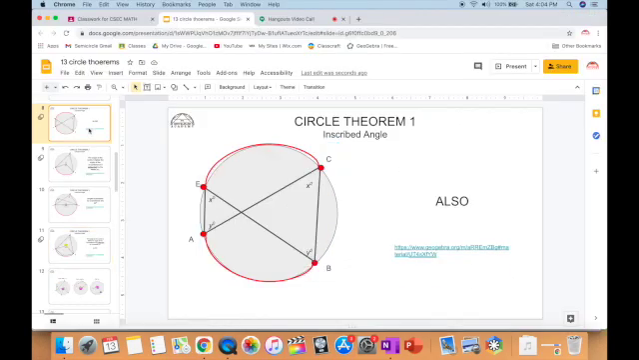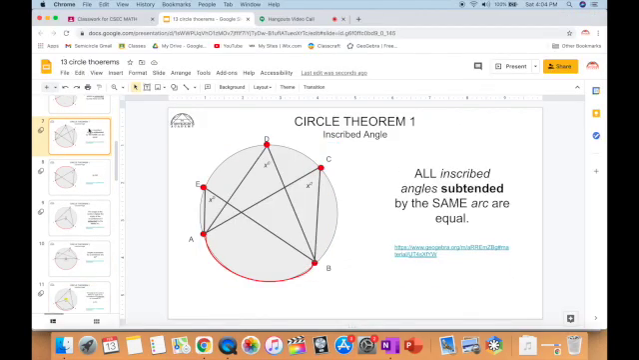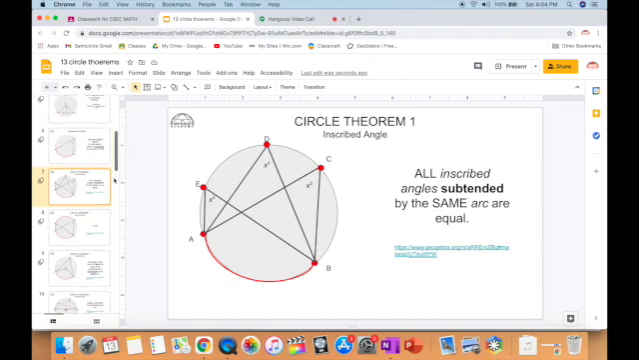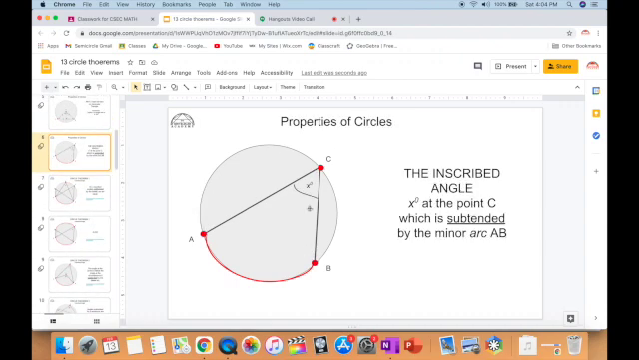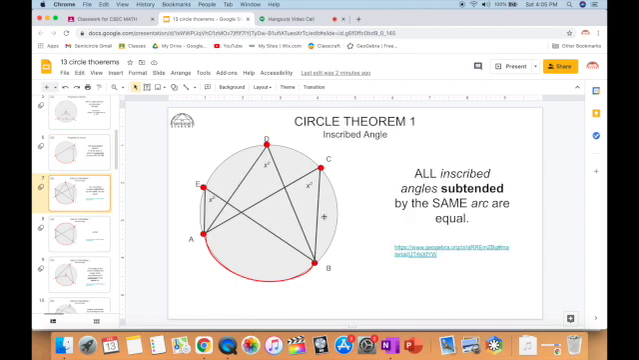If we look at it over here, we were talking about inscribed angles. This is not a theorem. This is just us seeing what an inscribed angle looked like, subtended by an arc. We see here that no matter where the angle is, if it's subtended by the same arc, it will always be equal.